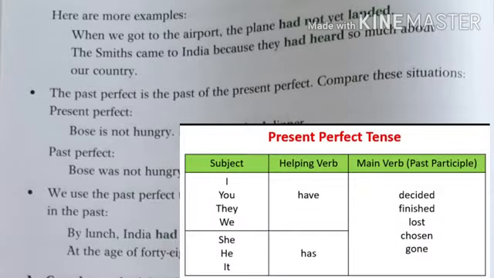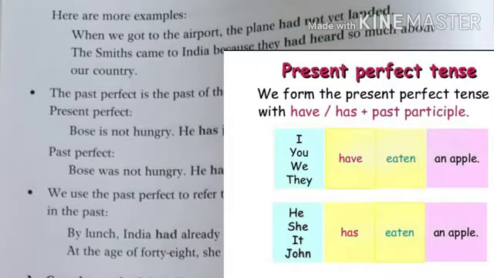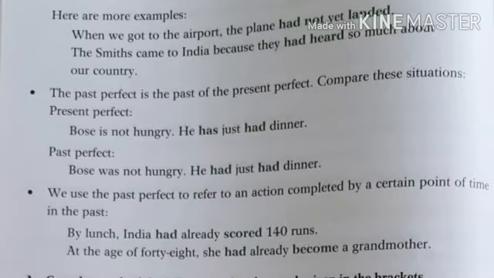The past perfect is the past of the present perfect. Compare these situations. Present perfect: Bose is not hungry. He has just had dinner. Past perfect: Bose was not hungry. He had just had dinner. We use the past perfect to refer to an action completed by a certain point of time in the past. By lunch, India had already scored 140 runs. At the age of 48, she had already become a grandmother.